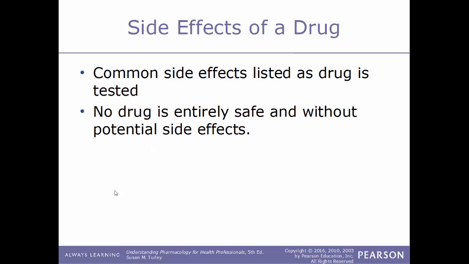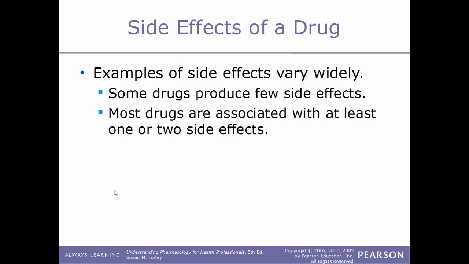Now, common side effects are listed as the drug is tested, and there's no drug that is entirely safe without potential side effects. And side effects can vary from person to person. You're going to easily have two people taking the same drug for the same condition. One person gets very mild side effects, the other person gets more severe side effects. It just depends on that individual person's body chemistry. Now, examples of side effects will vary widely. Some drugs produce very few side effects, and most drugs are associated with at least one or two side effects.